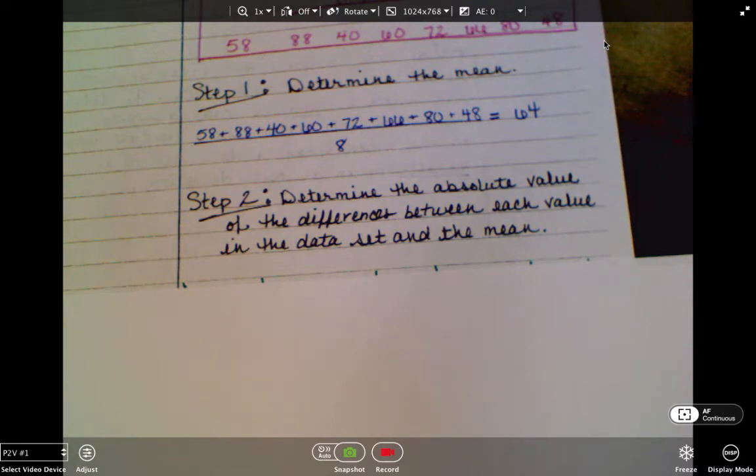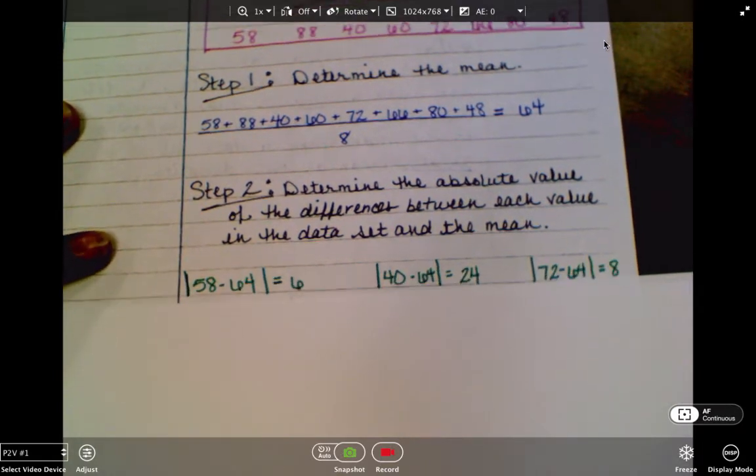Well, let's do a quick review. Absolute value. Remember, absolute value is simply the distance of a number from 0 on a number line. So if we're talking about the distance of a number from 0, we're always going to be working with positive numbers. So even if you do your subtraction and you get a negative number, for the absolute value, we are going to use its positive opposite.